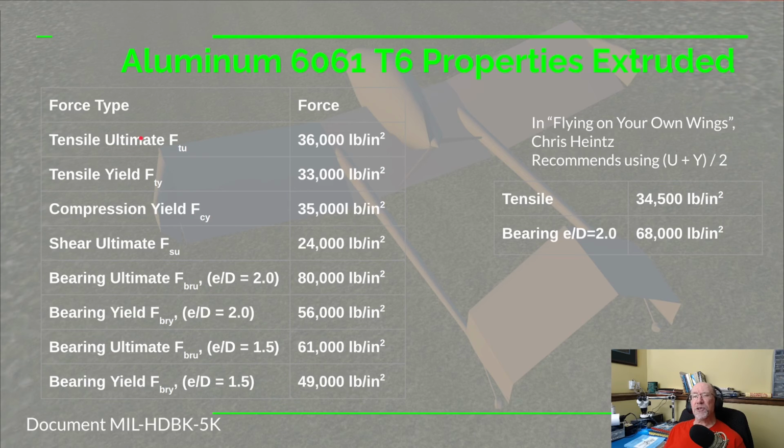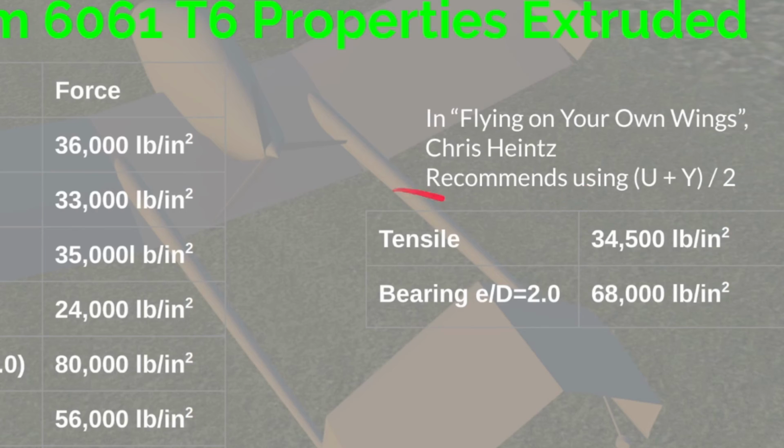Now you might ask, should we use ultimate or yield values when we have both of those? Well, Chris Hein says something interesting in his Flying on Your Own Wings book. He recommends taking the ultimate, add the yield, and then divide by 2 and use that for your design numbers. So that's what I did over here for tensile and bearing for the E over D equals 2. So for tensile, using this equation and these numbers here, I come up with 34,500 pounds per square inch. And for the bearing load, it's 68,000 pounds per square inch.